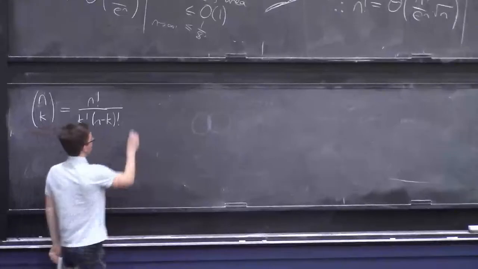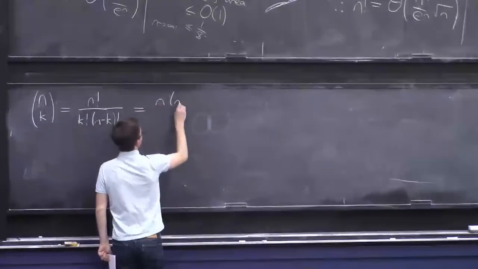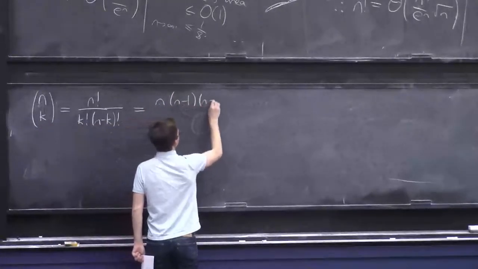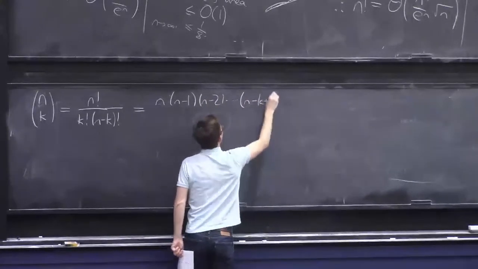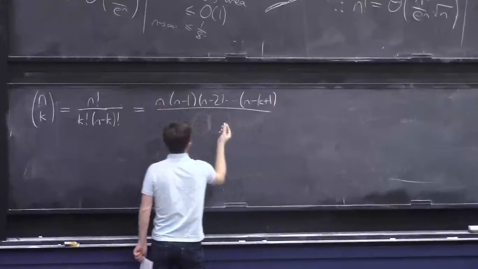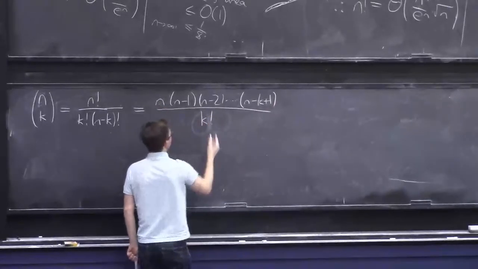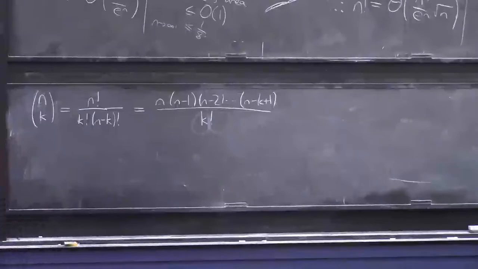What I'm saying is just that this is equal to n times n minus 1 times n minus 2, and there are k terms up here. And the denominator also has k terms. It's k factorial, but I'll just write k times k minus 1 times dot, dot, dot. OK, so this is an easier way to think about it.